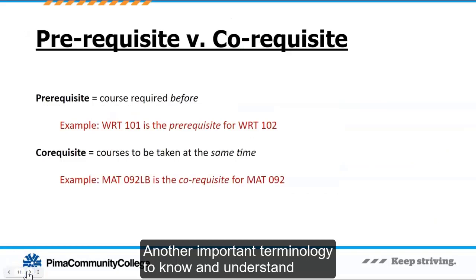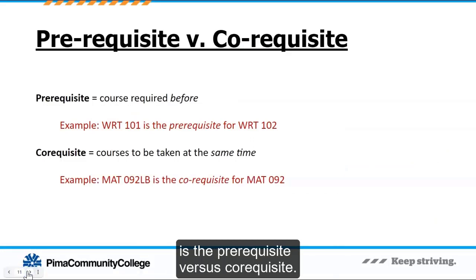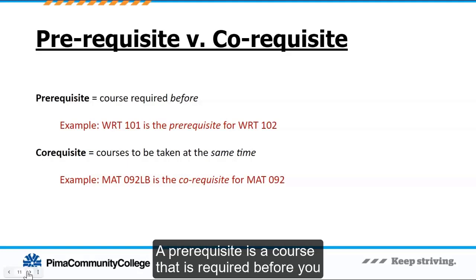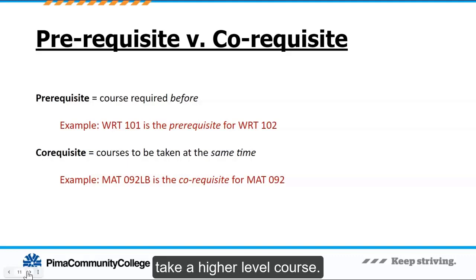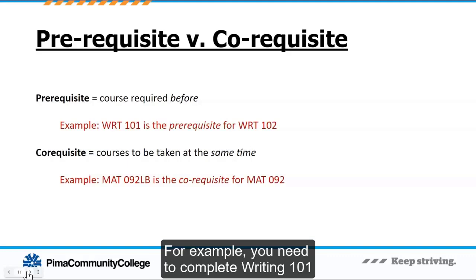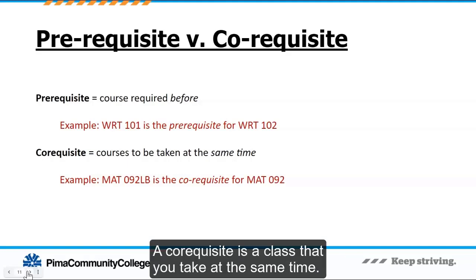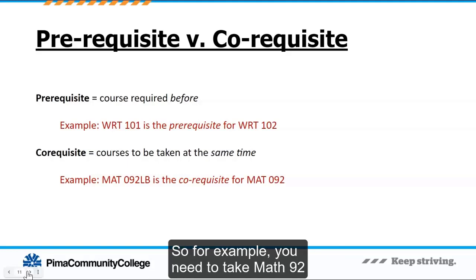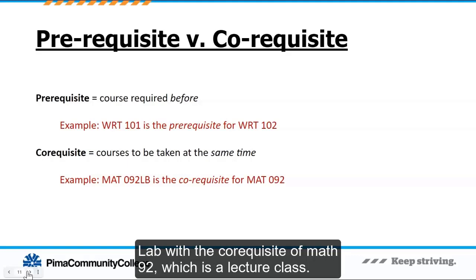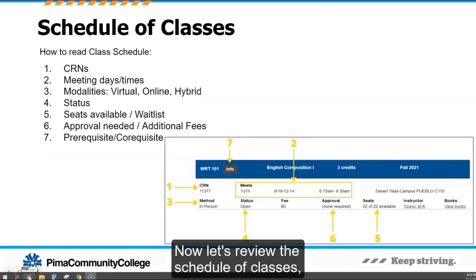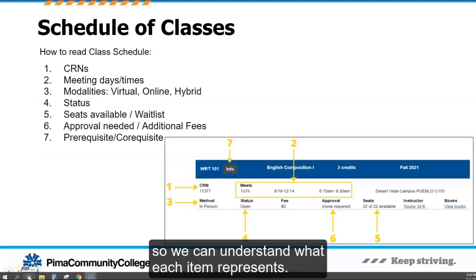Another important terminology to know and understand is the prerequisite versus co-requisite. A prerequisite is a course that is required before you take a higher level course. For example, you need to complete Writing 101 before you complete Writing 102. A co-requisite is a class that you take at the same time. So for example, you need to take Math 92 Lab with the co-requisite of Math 92, which is a lecture class. Now let's review the schedule of classes so we can understand what each item represents.